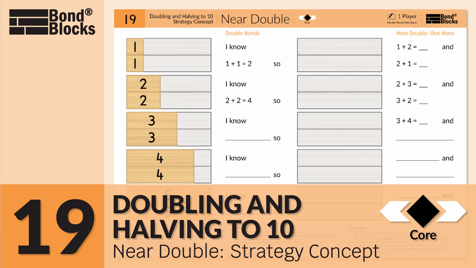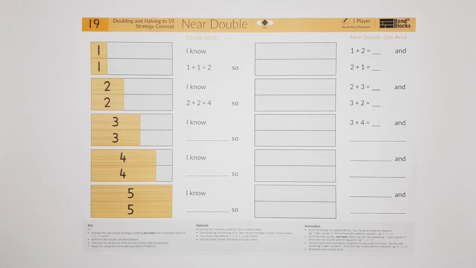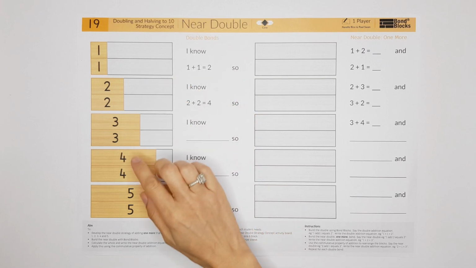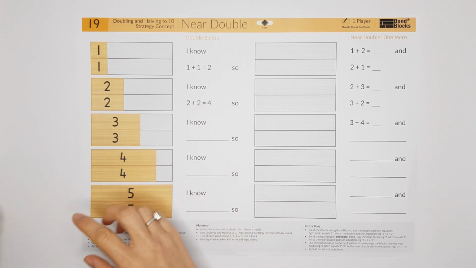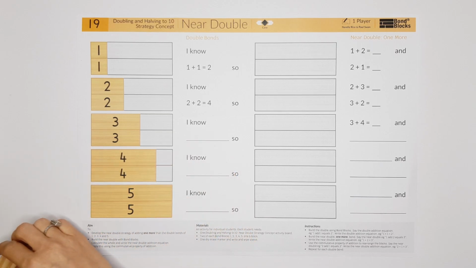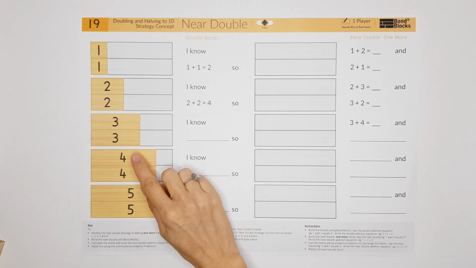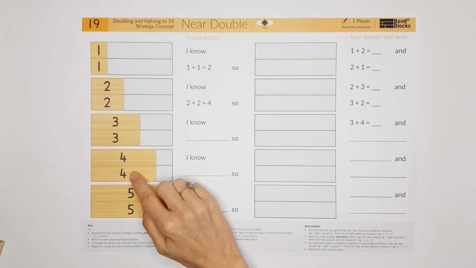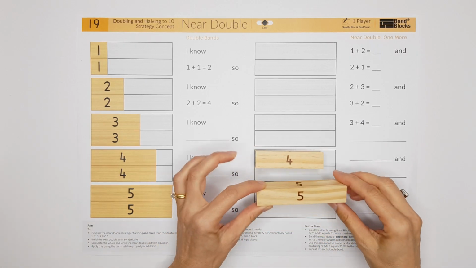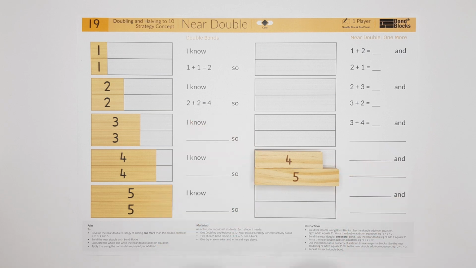Welcome to Activity 19. In this activity, we will be developing the strategy of near double addition. That is, adding one more than the double we know. For example, I know 4 add 4 equals 8. So 4 add 5 would be one more, which is 9.